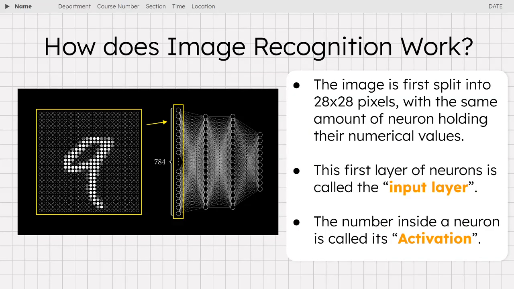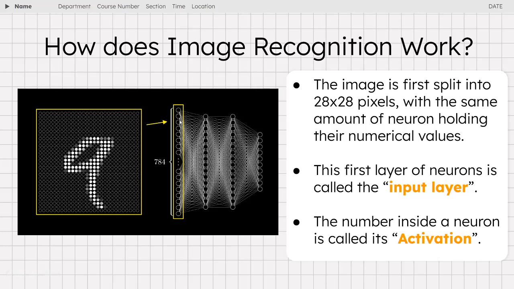How does image recognition work? Well, we first give an image as the input. That image is then split into its pixels, and we assign the same amount of neurons to hold the values of the pixels. This value is based on the grayscale. So if it's black, it will be 0. If it's white, it will be 1. And all the shades of gray in between will be decimal values like 0.3, 0.5, 0.7. Basically, the darker it is, the lower its value. The brighter it is, the higher its value.